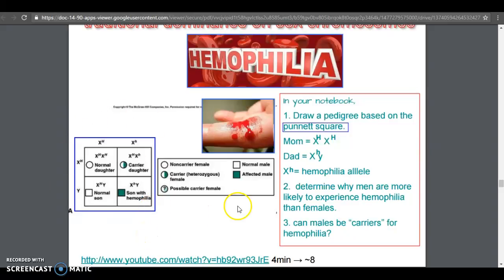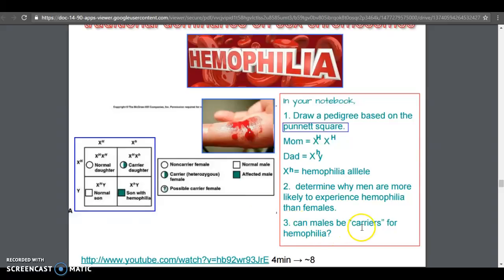All right, the next thing to do is you have to decide, why are men more likely to experience hemophilia than females? And to answer that, I would look over here. Look at this information here. And if you think and are focused on this Punnett square, and recognizing where the hemophilia allele is located, it'll help you understand, basically, why men are more likely to have hemophilia than ladies.